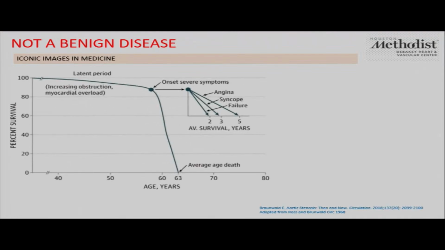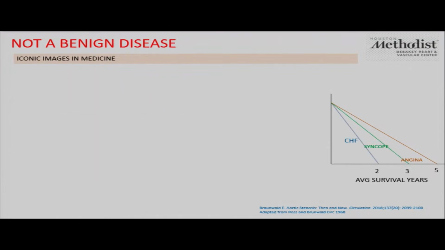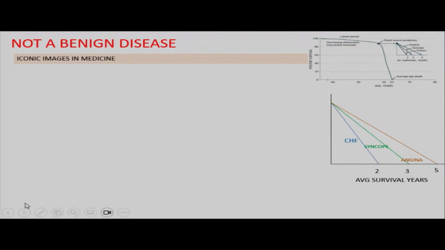This was actually the classic paper by Ross and Braunwald in 1968, which was the first one to demonstrate data in symptomatic aortic stenosis. And I'm sure all of you in the room know that after the onset of angina, the survival is usually 5 years, after syncope it is 3 years, and after heart failure it is 2 years. And even in 2024, symptoms remain the key element in the assessment of aortic stenosis and decision making, right?